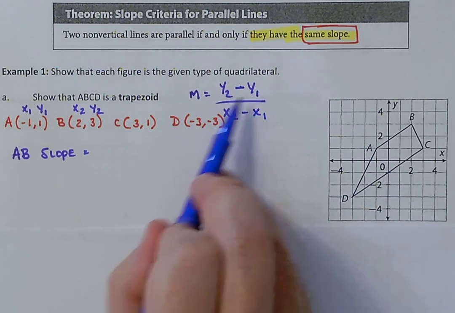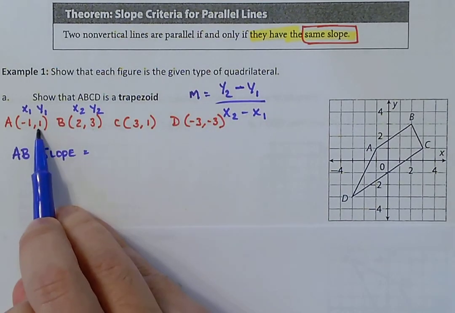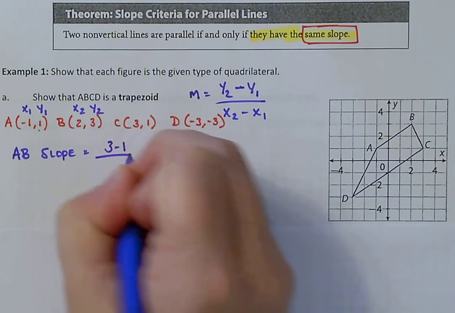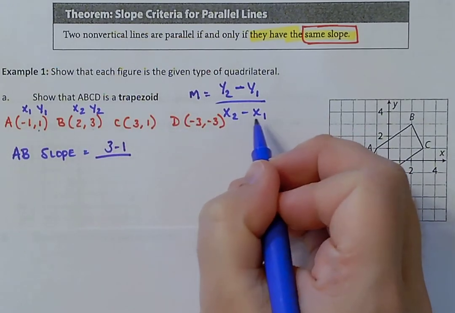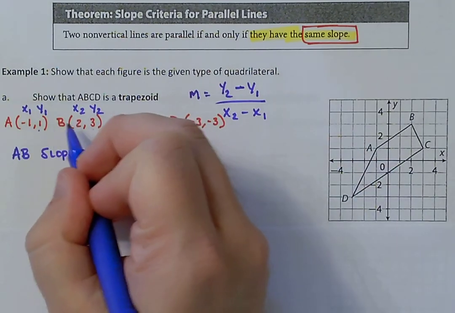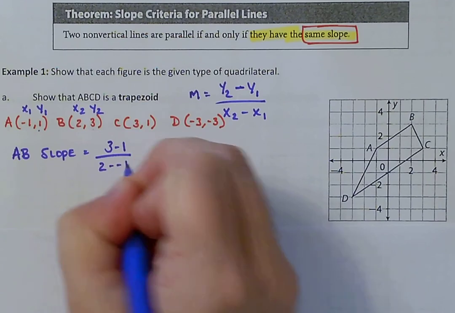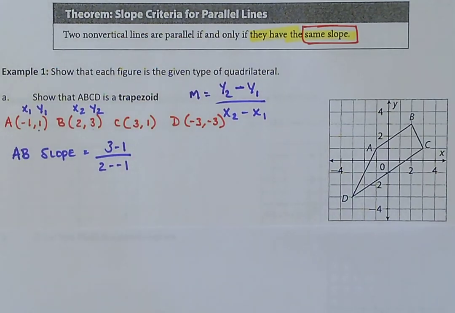So y2 minus y1 is going to be 3 minus 1 over x2 minus x1, which is going to be 2 minus a negative 1. So now we have 3 minus 1 over 2 minus a negative 1. We just need to go through and simplify the top and then the bottom. So 3 minus 1 is going to be 2.